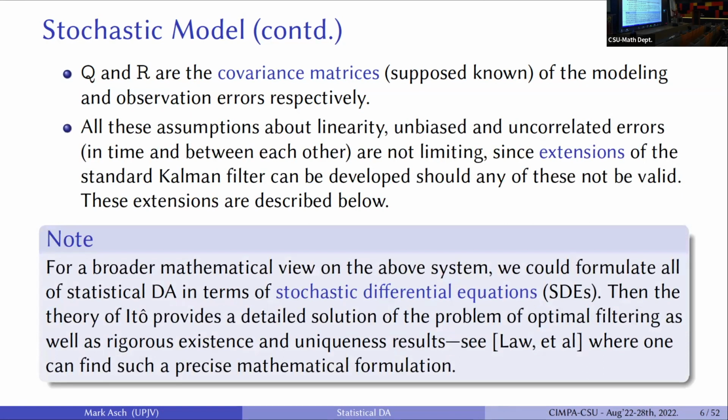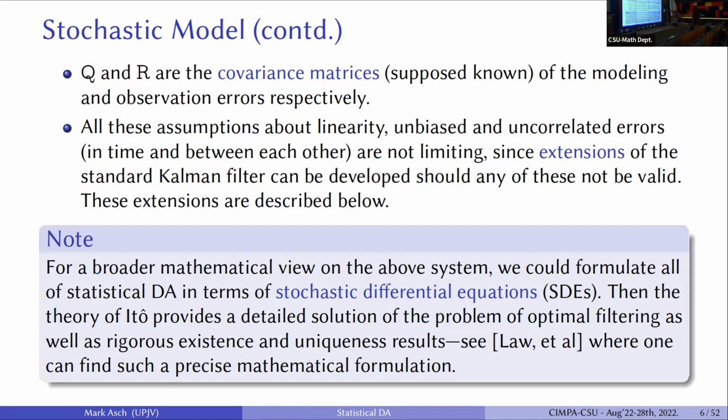Okay. So Q and R are the covariance matrices, which we have to know, and they represent the modeling and the observation errors. There are a lot of assumptions about linearity, unbiased, uncorrelated errors, etc. They are not limiting because there are many extensions of the standard Kalman filter, which I'll show you very briefly afterwards. So the Kalman filter, which will give us the optimal interpolation, if you want, has a number of limiting hypotheses, which I'll explain to you very shortly, but they can be generalized.